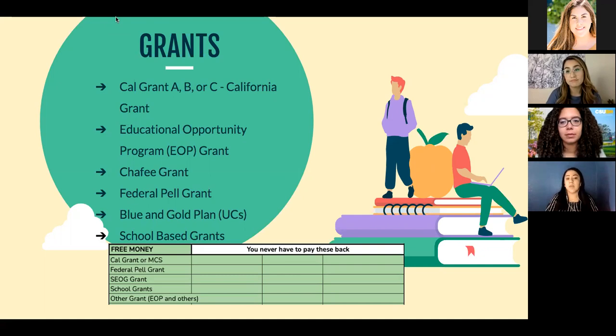We also have Educational Opportunity Program grants, which is EOP, for any students who did get accepted into EOP. This is something that if you did apply, you probably applied way back in November when you submitted your Cal State application. So as of now, you probably should have received any notice if you got accepted into EOP or not. So if you are awarded an EOP grant, again, these are all free, like grants are free money. So this is money that you never have to pay back.